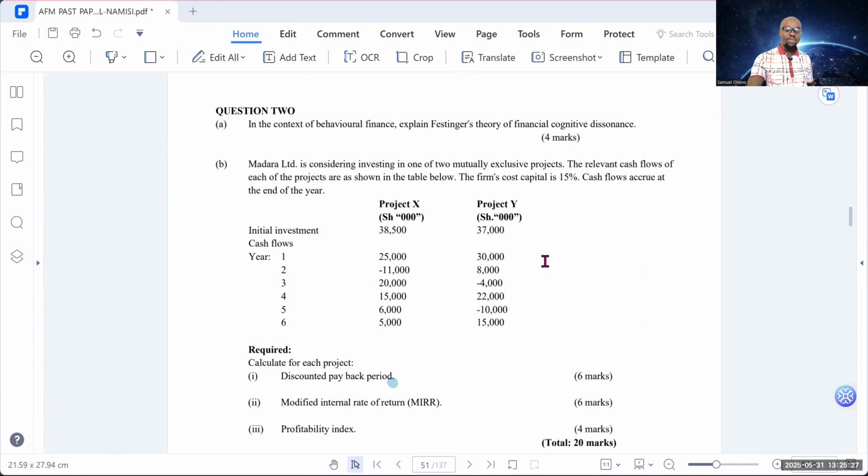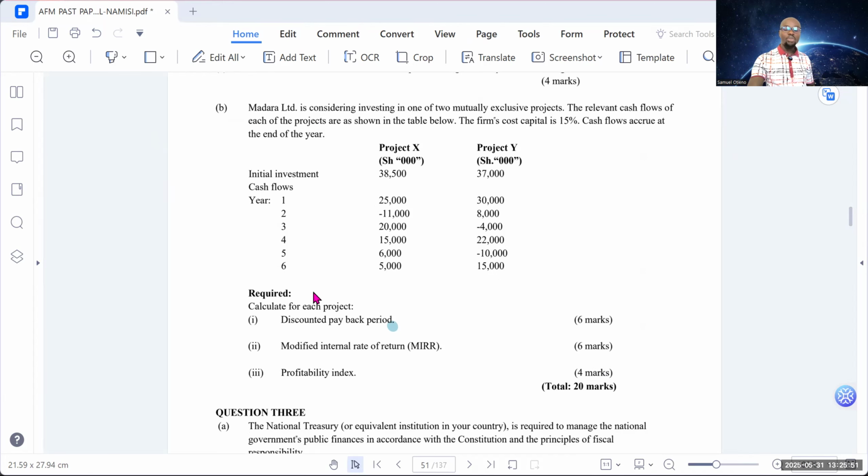So let us look at that. The relevant cash flows are given, and you can see the table given below there. The firm's cost of capital is given as 15%. Then you are told cash flows accrue at the end of the year. And we have project X, we have project Y. Very good. Initial investments are also given, you can see for project X and project Y there. Then the cash flows are given from year 1 to year number 6. What is the required?